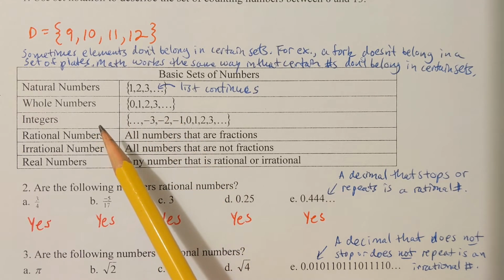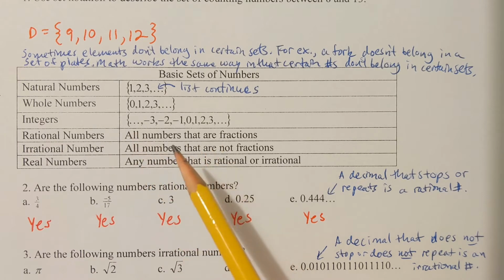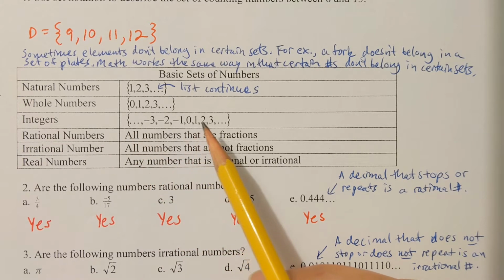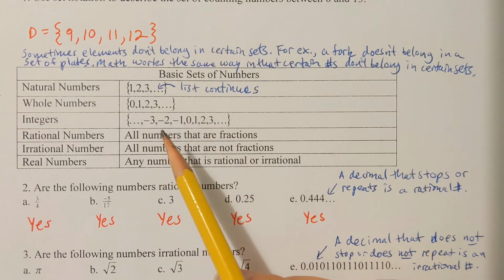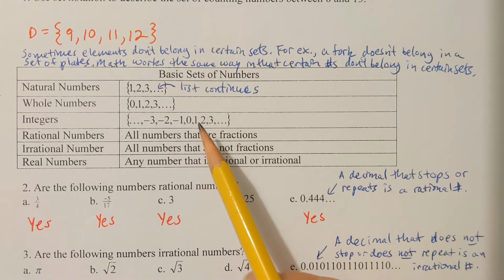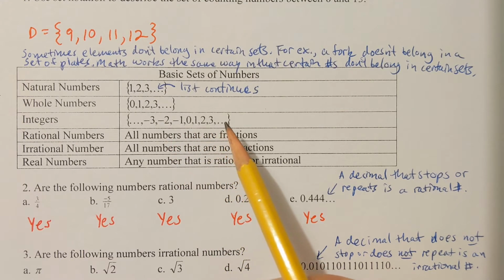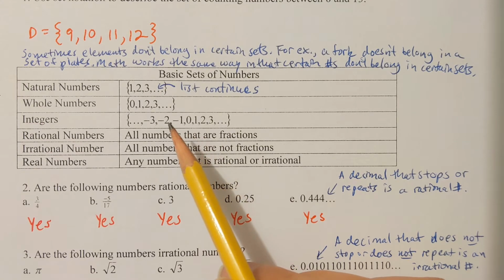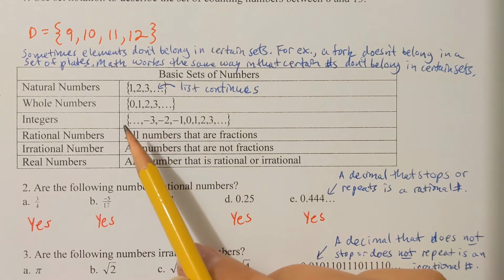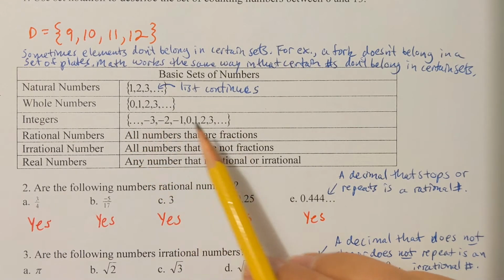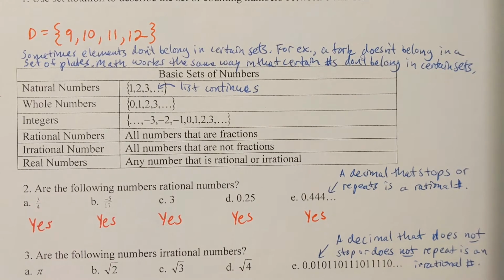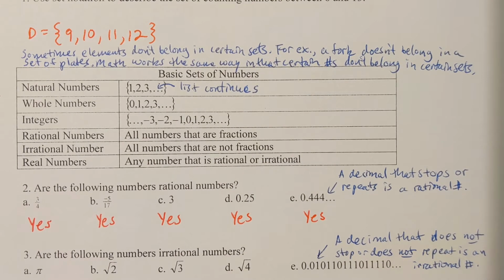And then there's the set of integers. Integers are whole numbers, and then their negatives. So 0, 1, 2, 3, 4, etc. Also -1, -2, -3, -4, etc. I want the ... going in both directions there to indicate that the list continues in that fashion in both directions, the positive and the negative direction.